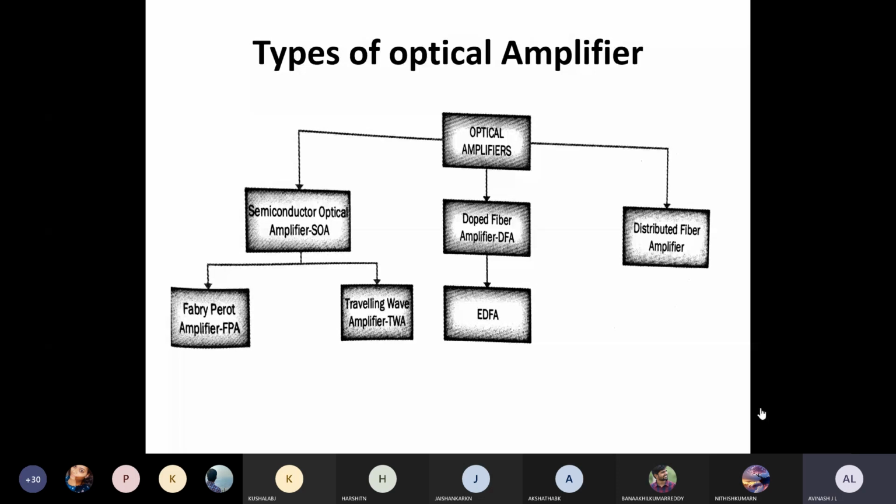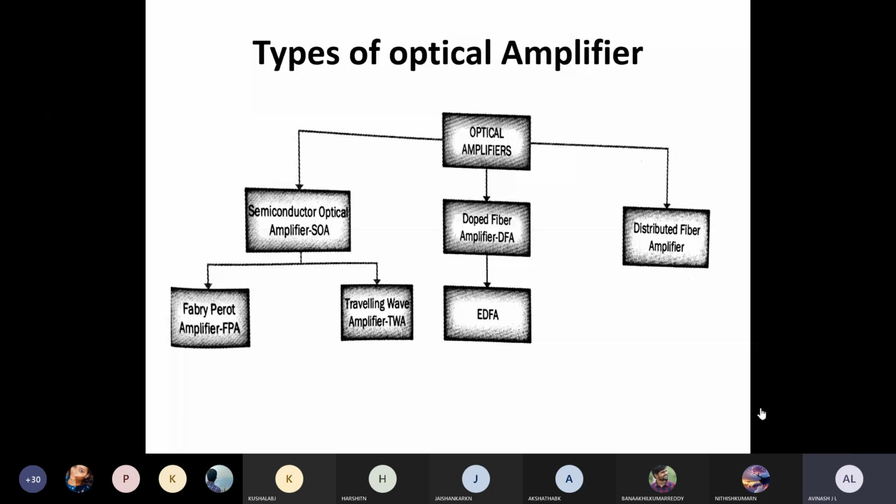In the SOA, there are again two types. One is the Fabry-Perot amplifier, that is the FPA, and the second one is the traveling wave amplifier, that is TWA. The Fabry-Perot is a very important thing. You might have heard of the Fabry-Perot cavity. Where will it be used? We use it for the generation of laser light.